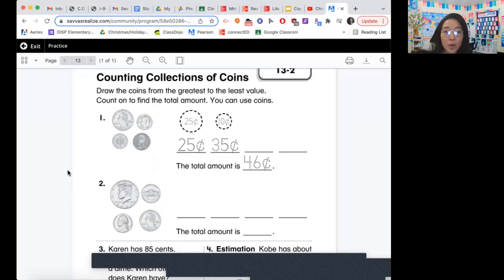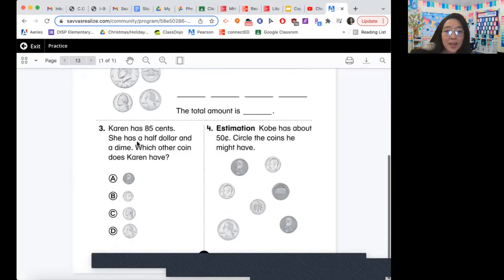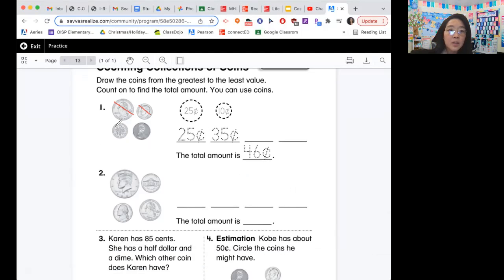You can use coins. So here we have, and because I'm doing this on Zoom, I'm going to be erasing my work after I do it. So we're going to do questions 1 and 2 together, and then we're going to do 3 and 4 together. All right. So here we go. So here we have our quarter is the biggest value. So we use the quarter, then we have the dime, then we have another dime, and then we have a penny.